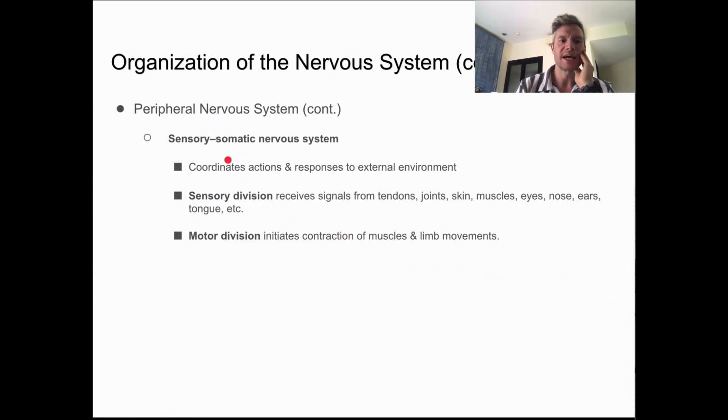Okay, within that parasympathetic nervous system, we have our sensory somatic nervous system. And again, this coordinates our actions and responses to external environments. So our sensory part receives signals from our tendons, all our sensory inputs, so our five senses, and the motor division initiates contraction in muscles of limbs and movement. So these two really work together.